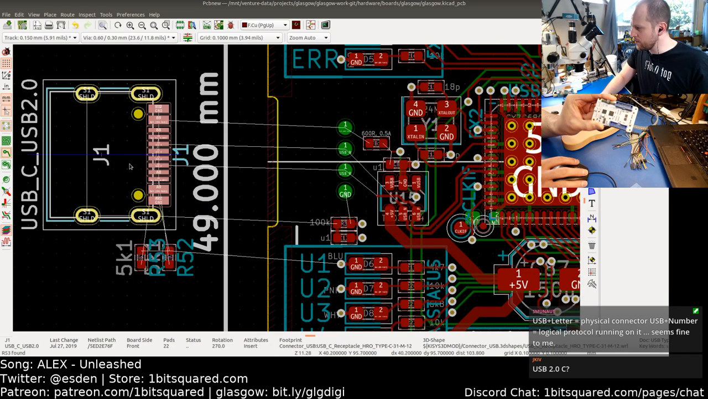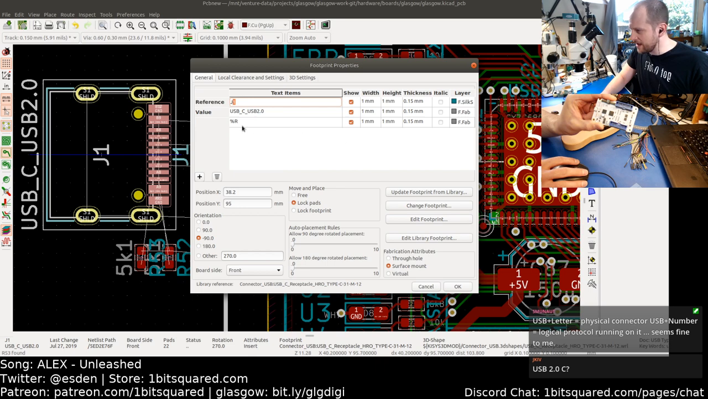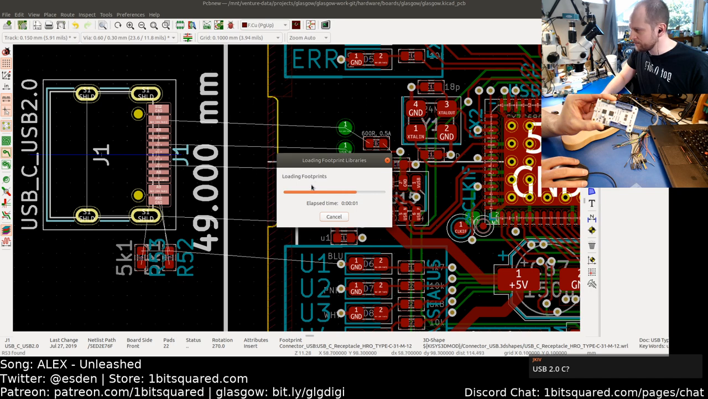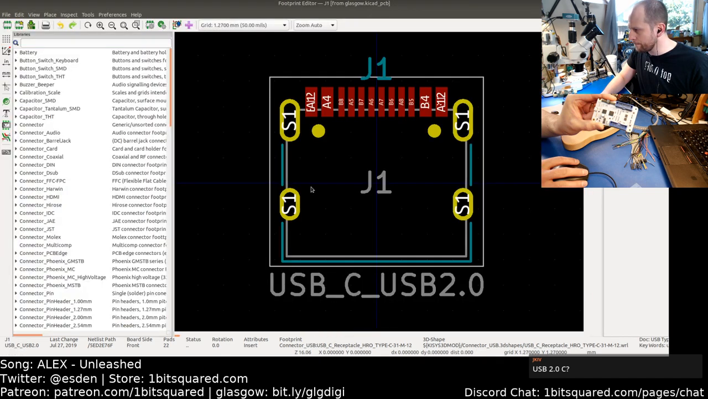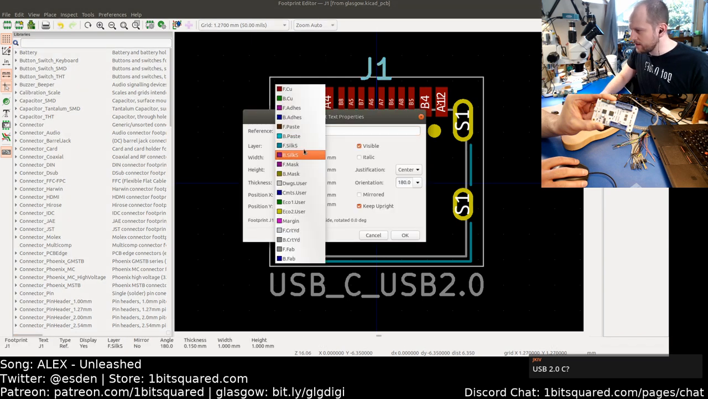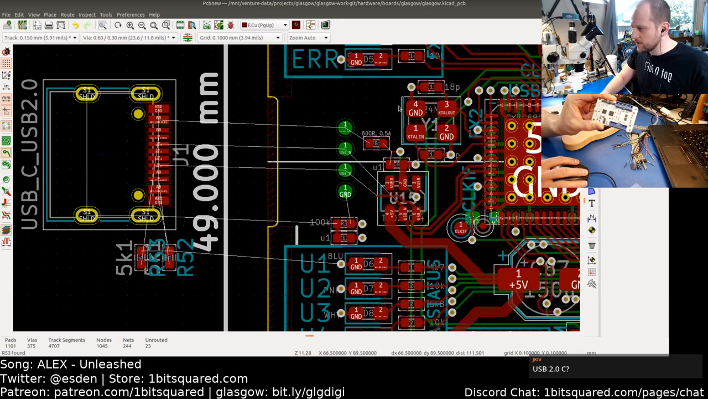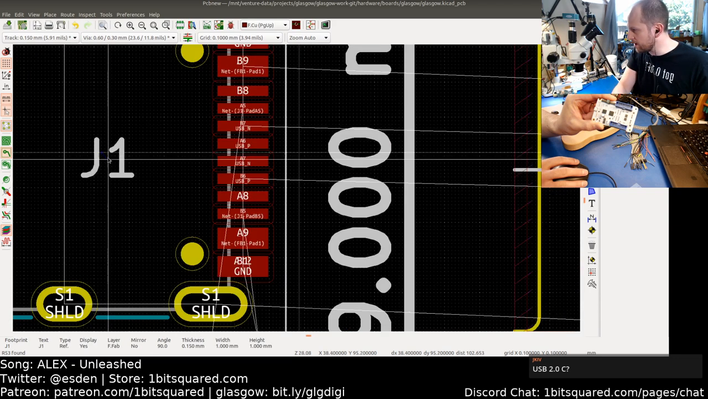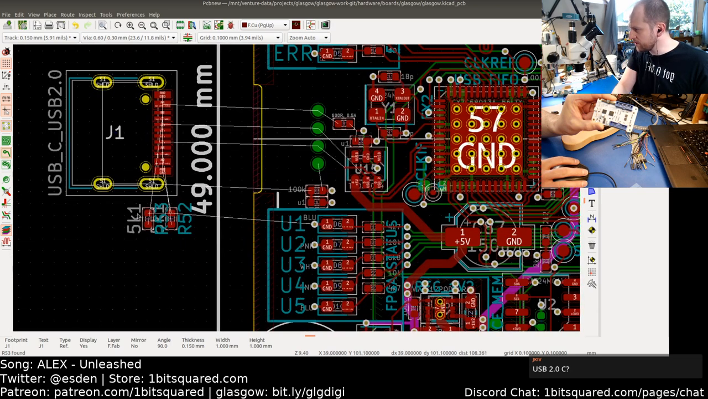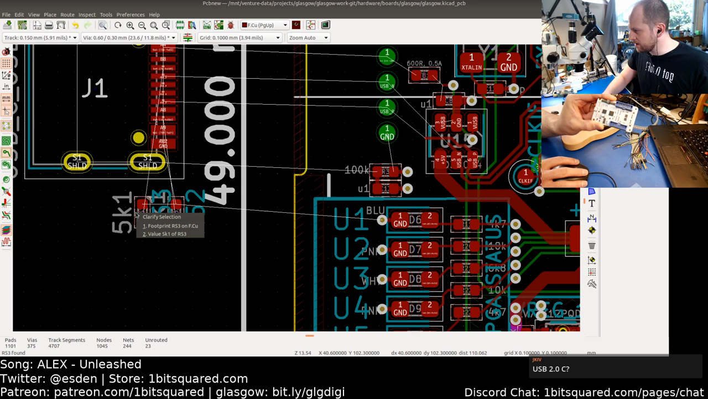Okay, so one thing I have to do, because I hate these reference markers, so I do edit footprint, delete this one, and then move this one to F.Fab, and then save to the board. And then I can move this, and we can have it in the center position here. And then we can do the same thing. Yeah, I cannot edit this at the same time.